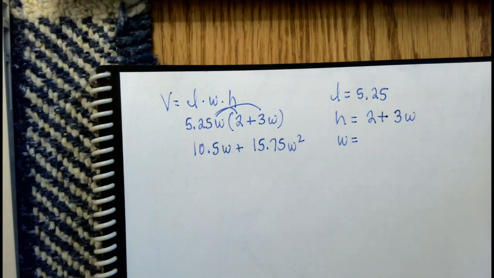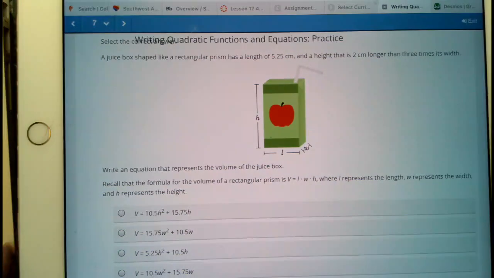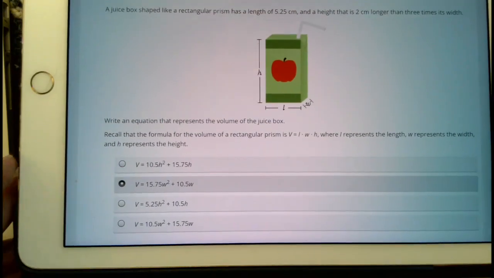And then when we go back and look at Edmentum, do we have that answer? Notice they wrote the 15.75 W squared first, and then plus the 10.5 W. So there's our choices.